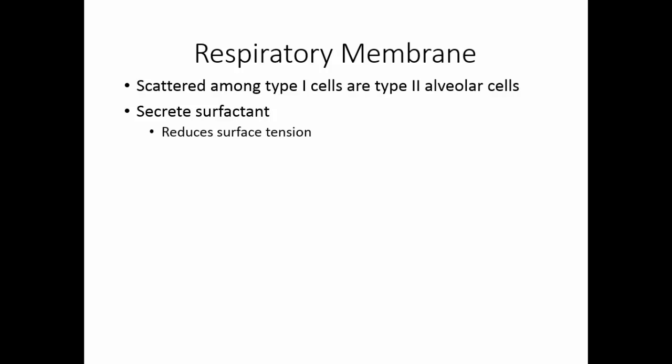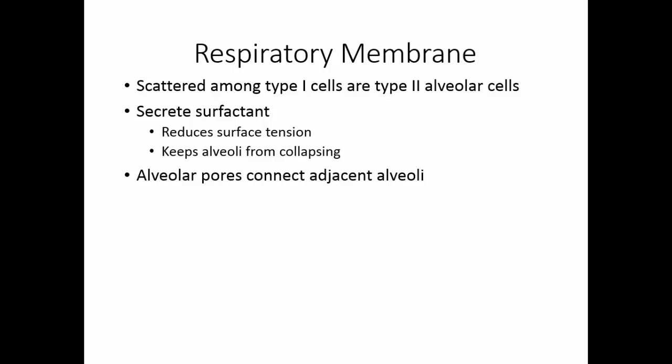Surfactant reduces surface tension. Alveolar fluid is mostly water, and water has a very strong attractive force for itself. This would mean that in these little tiny sacs, if we didn't have something that made it a little less sticky, we would have the sacs collapsing every time the air came out of them. This surfactant keeps the alveoli from collapsing because it reduces the surface tension of the alveolar fluid.